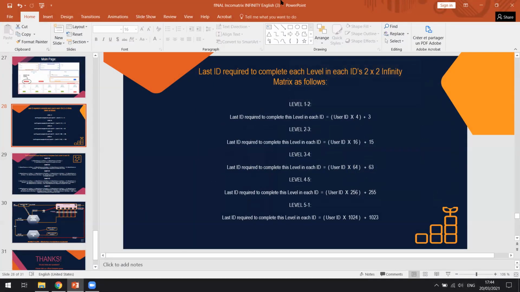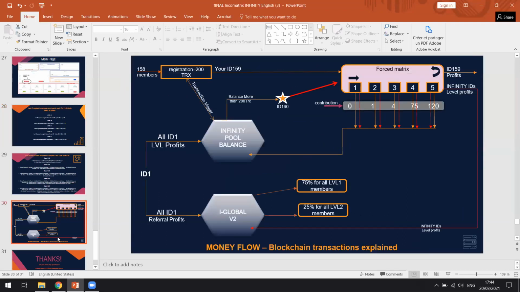This is how you level up. You don't need any referral to level up. It's a full combination of your level, your ID by 2 plus 1, and so on for each and every leg. And the last ID required sheet will show you which ID is going to be registering. That will guarantee for you to go to the next level. Simple as that. Is it clear?